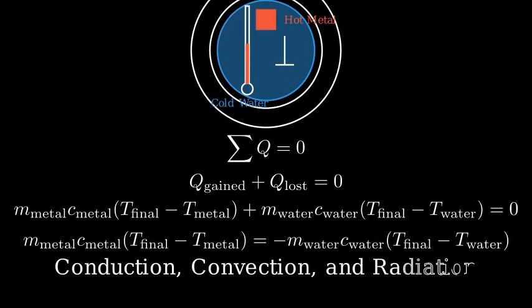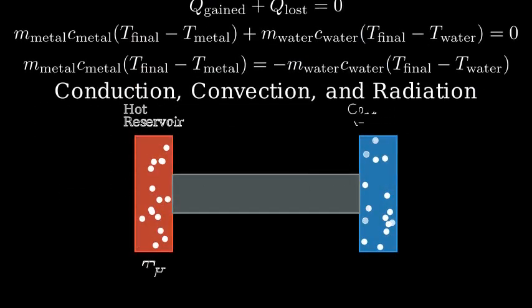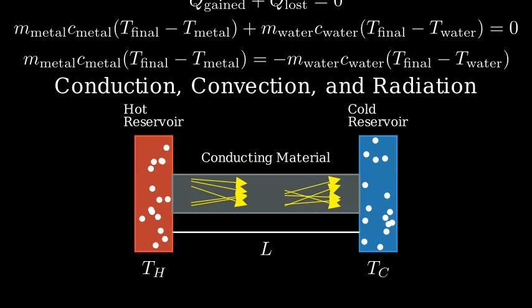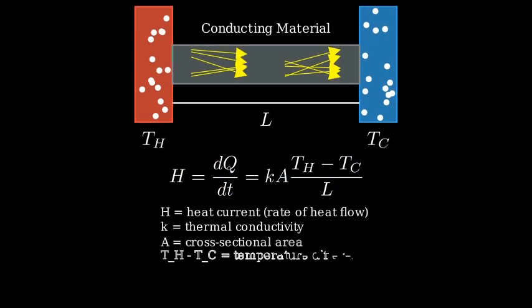Finally, let's discuss heat transfer mechanisms: conduction, convection, and radiation. Conduction is the transfer of heat through a material without bulk motion of the material itself. It occurs when faster-moving molecules, at higher temperature, collide with slower ones, at lower temperature, transferring energy. The heat current H, or the rate of heat flow through conduction, is given by Fourier's law. H equals K times A times the temperature difference divided by L, where K is the thermal conductivity, A is the cross-sectional area, and L is the length of the heat flow path.